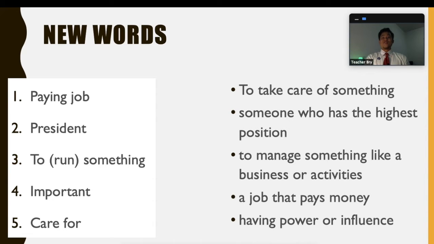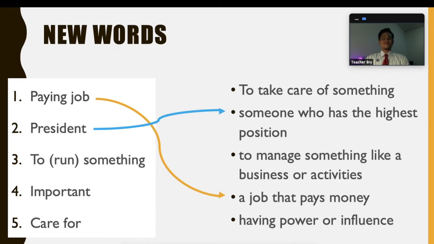Now, let's check if your answers are correct. Paying job means a job that pays money. So if you work on something and people pay you, that's a paying job. For example, I'm teaching English, and teaching is a paying job because I get money from it. If you're doing something and people don't pay you, then that is not a paying job.